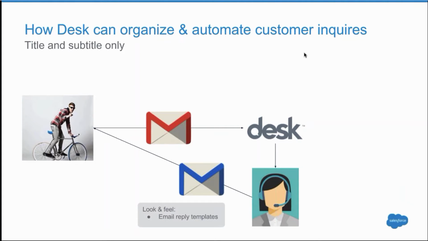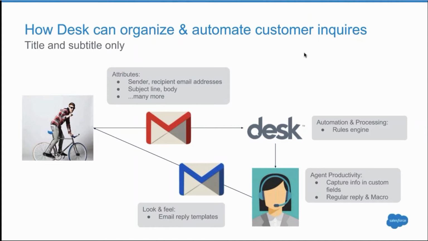Now, when Emily replies to Josh, she can directly type her answer or use pre-created messages called macros to speed up her reply for frequently asked questions. When Desk sends the email out to Josh, it'll apply a look and feel based on a specific email reply template that I can actually modify.